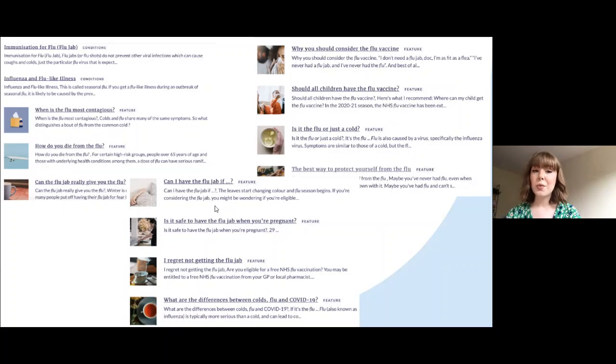Imagery is also important, and we make sure to avoid images like needles wherever possible, as we all know that can scare people from getting vaccinated, especially if they're scared of needles or injections.